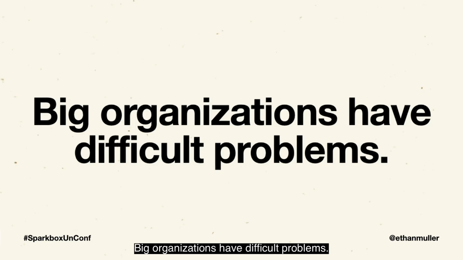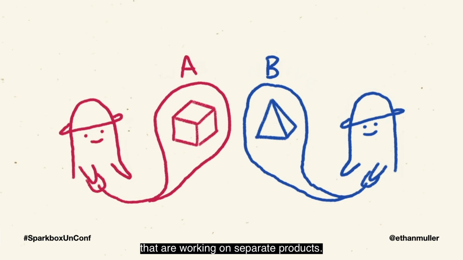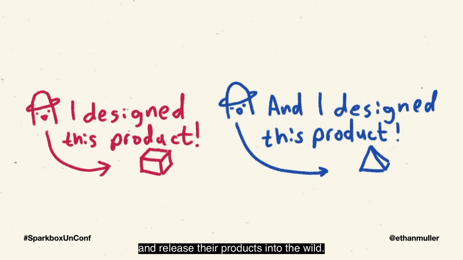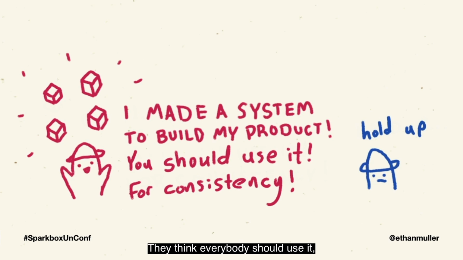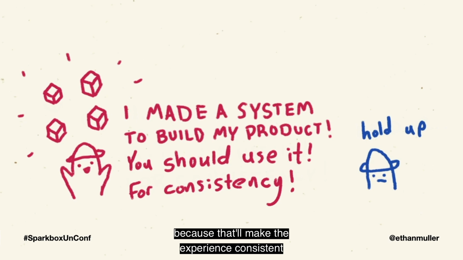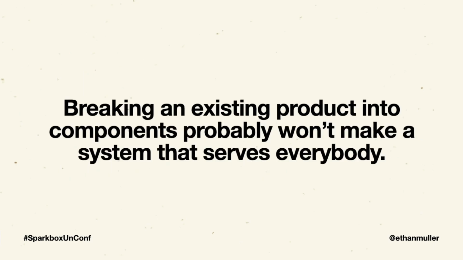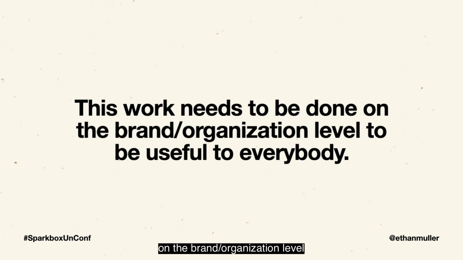Big organizations have difficult problems. Imagine two designers within a big organization that are working on separate products. Maybe one is a website and one is a native app. They both work really hard and release their products into the wild. One of the designers turns their product into a system. They think everybody should use it, because that'll make the experience consistent across different touch points. But that system doesn't really work well for other products within that organization. Breaking an existing product into components probably won't make a system that serves everybody. The system work needs to be done on the brand/organization level if it's going to be useful to everybody.